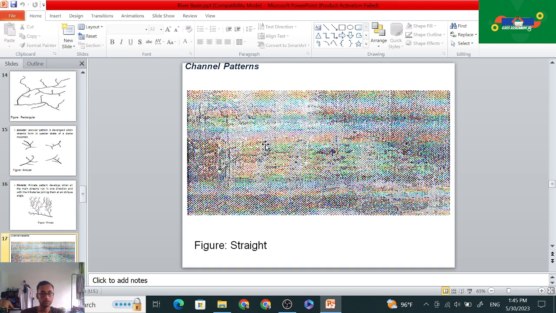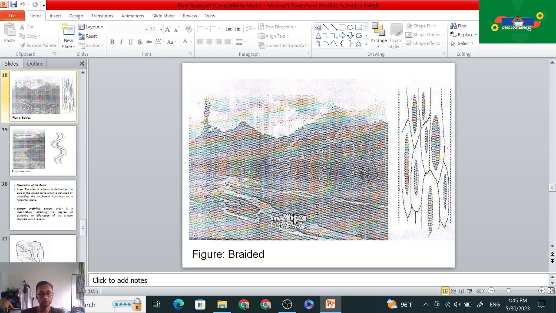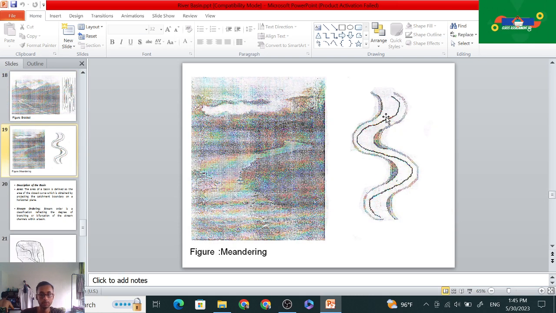And straight, this is the braided river, but the picture is not clear here. So braided river, then the meandering river, we can see the zigzag shape here.